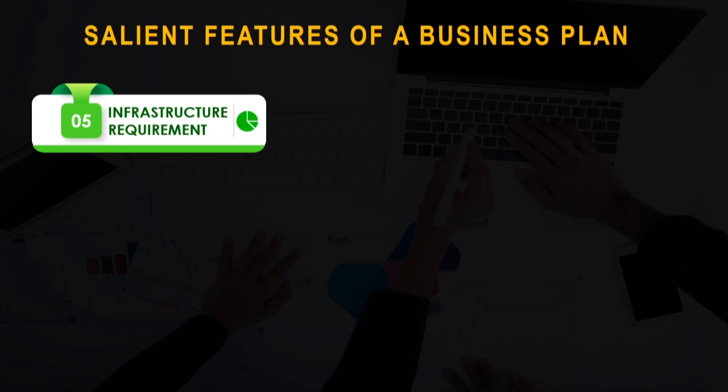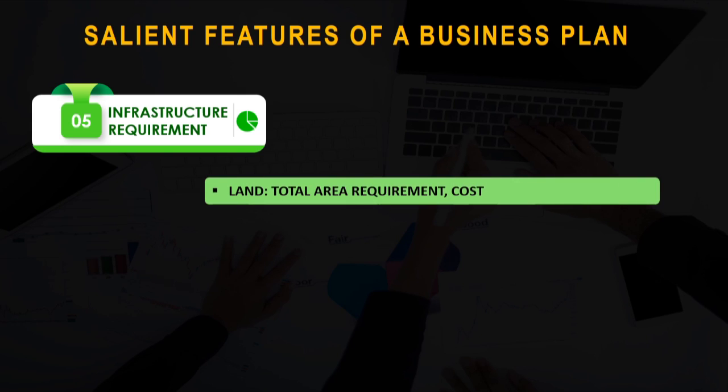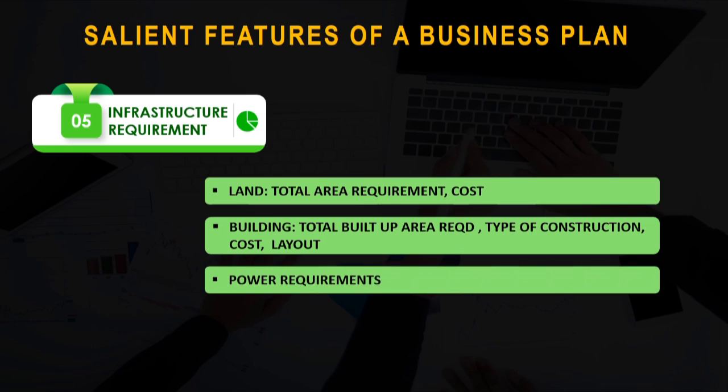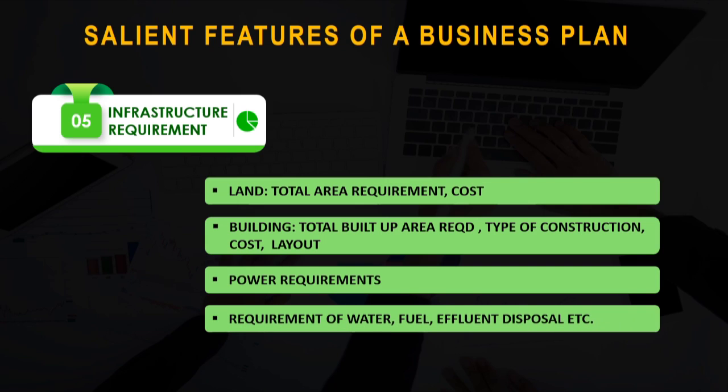The fifth is the infrastructure requirements. In this we will have the land, in the land the total area requirement, including your future expansion also, and then the cost of that land. Second is the building you will construct over that land, the total built up area required, the type of construction, again it will depend upon the type of industry, the cost, the layout, then the power requirements, how many kilowatts you need, and the requirement of the water, fuel, effluent disposal, etc.